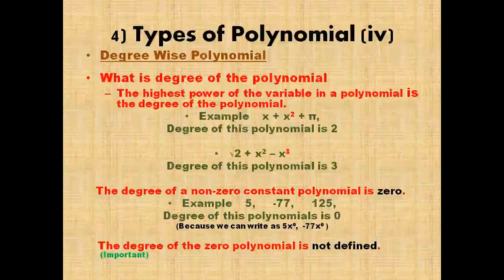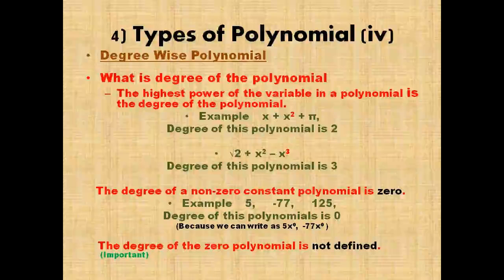power of the variable. Example, see that x plus x squared plus pi, right? It is a trinomial, but which is the highest power of the variable? Yes, 2. See that x also is there, x's power is 1, x squared's power is 2. So the highest power is 2, so its degree is 2. Same way, second example, degree is 3, right? Yes, good.